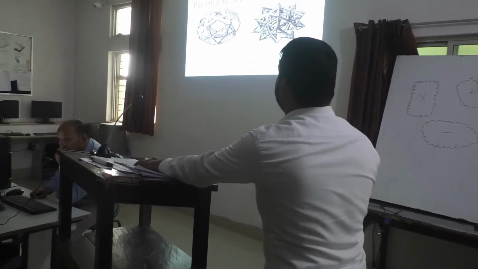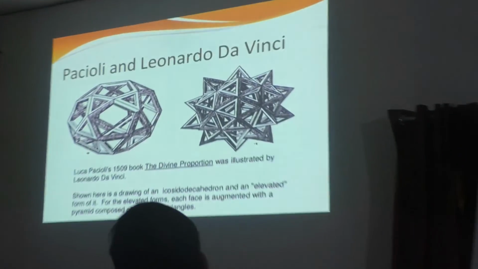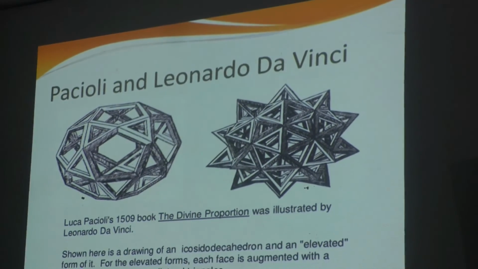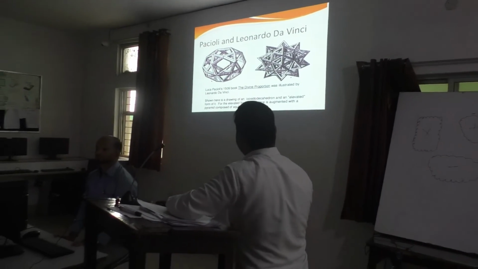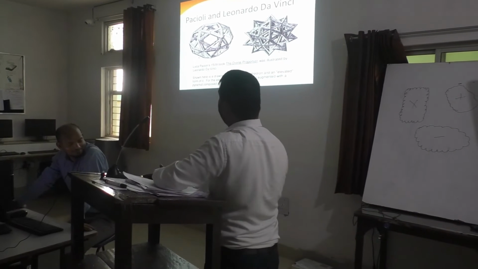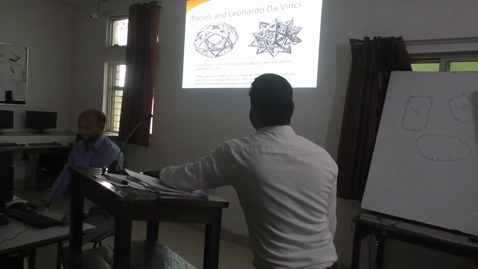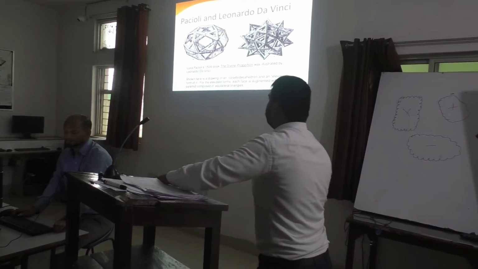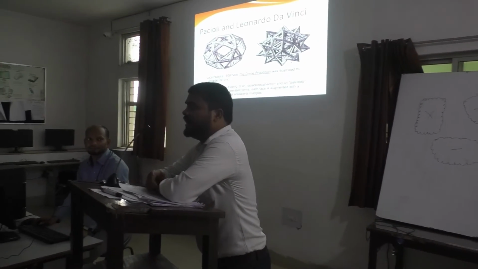These are the 3-dimensional figures. Actually, it has already been told that these are made up of equilateral triangles and were used for some purpose. The figure shown here is a drawing of an icosahedron and an elevated form of it. For the elevated forms, each face is augmented with a pyramid composed of equilateral triangles. These were the shapes that they used in their constructions, buildings, architecture, and many more.